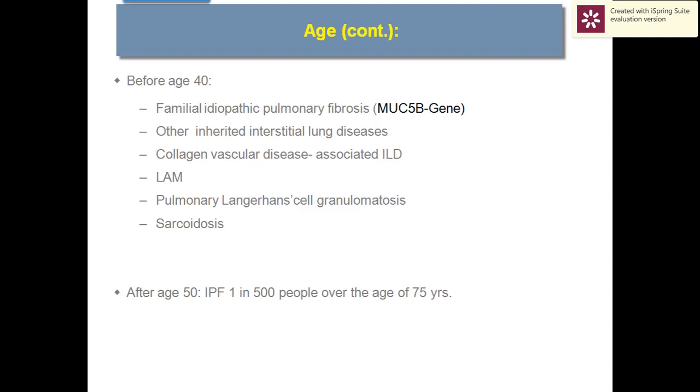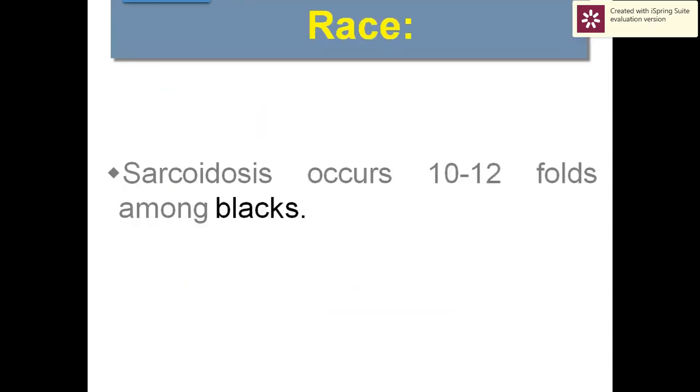All the genetic vascular diseases, sarcoidosis, LAM, and histiocytosis also affect before the age of 40. After age 50, idiopathic pulmonary fibrosis is most common. Race is also very important. Sarcoidosis occurs 10 to 12 fold more among blacks or those of African origin.